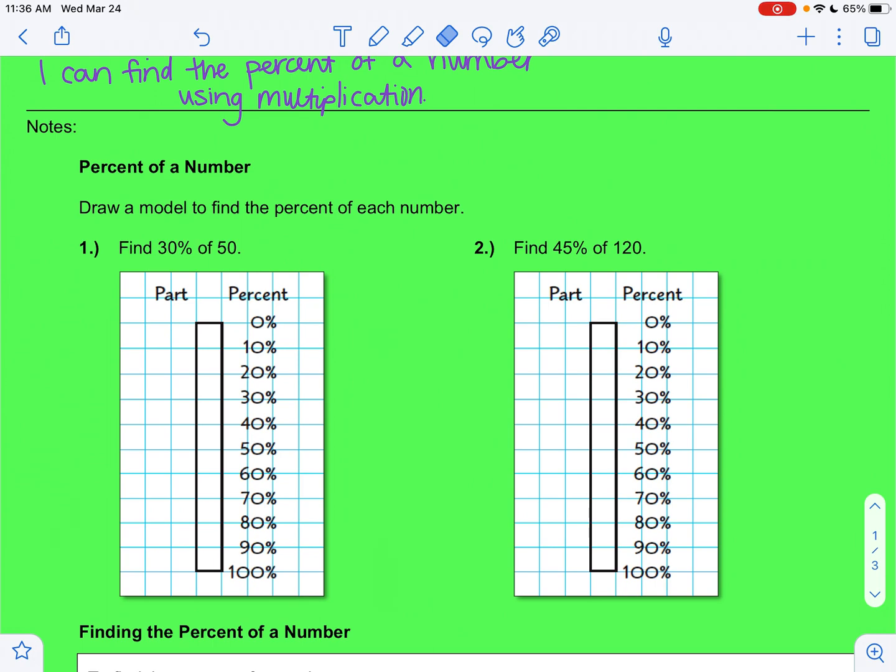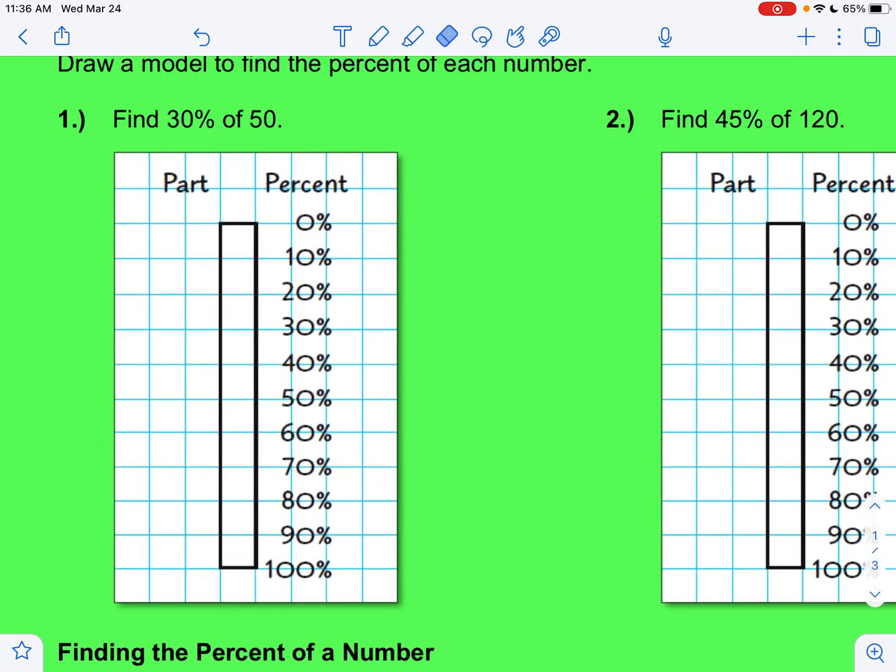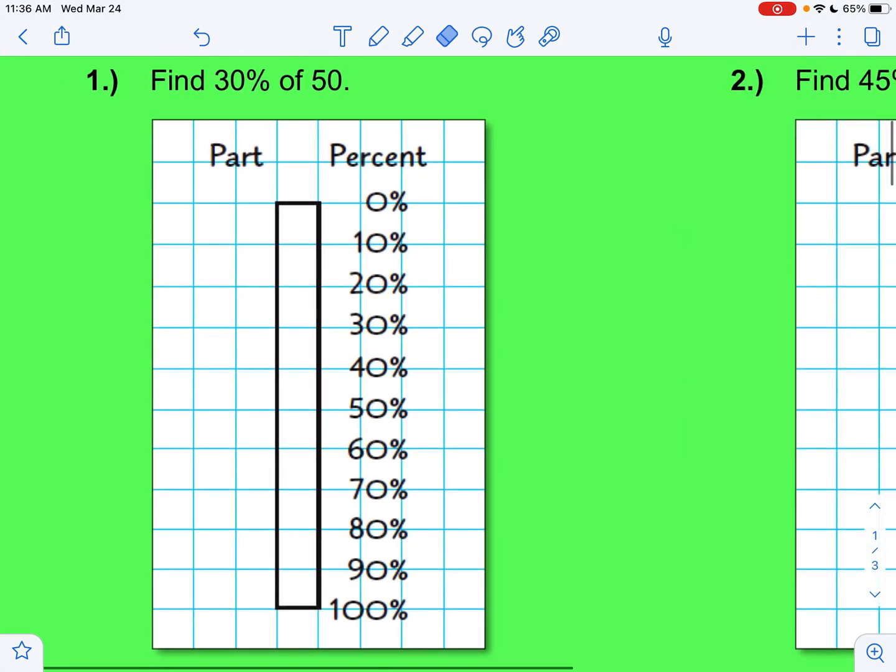Alright, so we need to draw a model to find the percent of each number, and the first one is saying find 30% of 50. So here's how we're going to do that. We have our parts, and then we have all the percents, 0 to 100%. On the part side, the left-hand side, we're going from 0 all the way to 50. Down at 100%, that's where 50 is going.